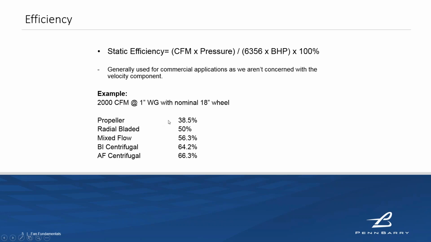So not surprisingly here, a propeller fan with no housing, no ductwork, nothing on it, just moving air in free space, is going to be the least efficient option of moving air. Radial bladed is going to be the next least efficient. At this particular performance point, a mixed flow is the next in line, and then a backward inclined centrifugal and an airfoil. Generally speaking, airfoil fans are more efficient than backward inclined. So it's going to cover probably 80–90% of applications. However, a backward inclined fan is capable of generating more pressure than an airfoil fan is when needed.